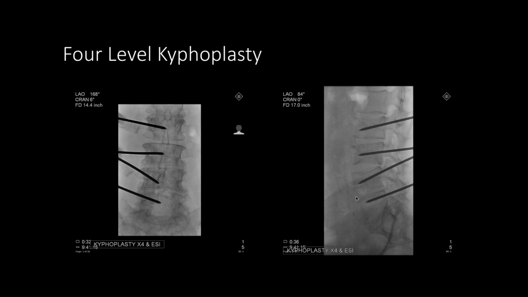There's some thinking that this improves height loss because you're blowing up the vertebral body before you even inject any cement, although this hasn't actually been shown in the literature. There's also a thicker cement mixture that can be used with kyphoplasty as opposed to vertebroplasty, which is a potential benefit. As far as comparing the two, there haven't been any direct trials, but a few meta-analyses really don't show much of a difference between the two procedures.